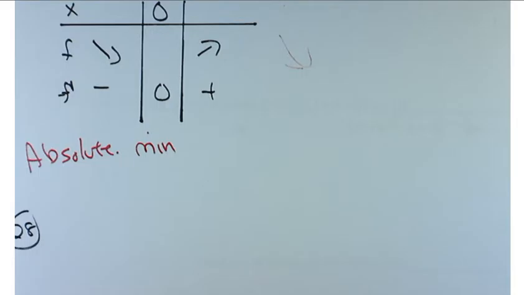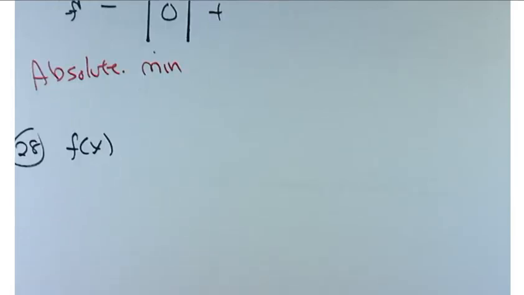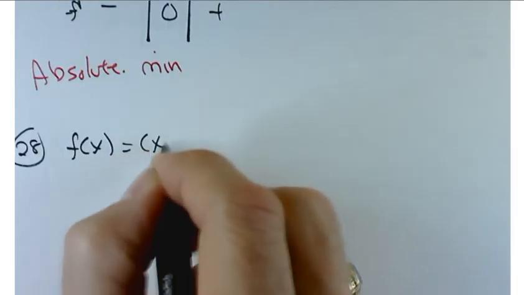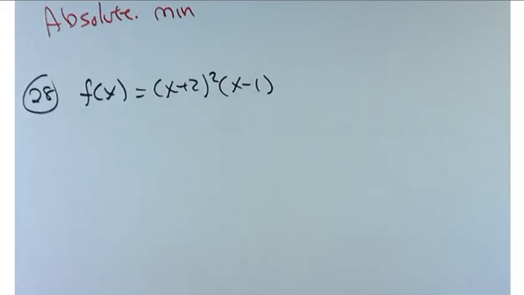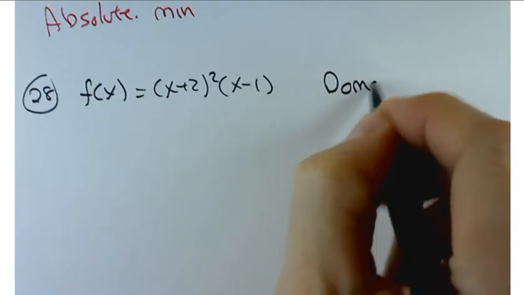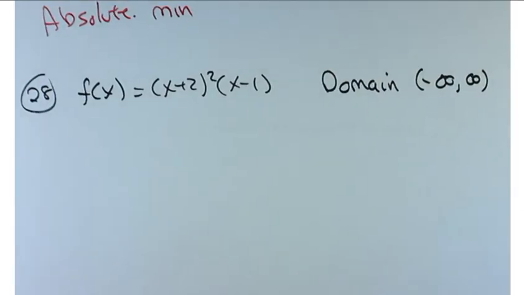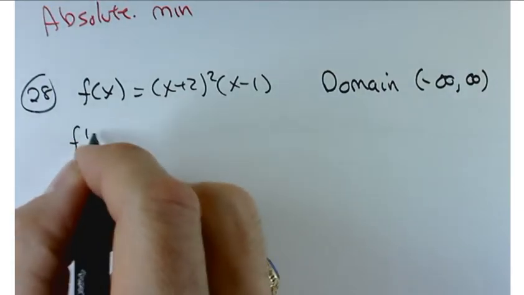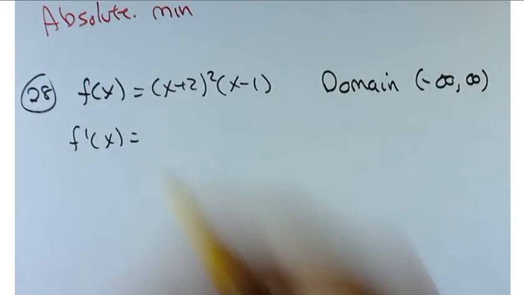So f of x is (x plus 2) squared times (x minus 1). So this is a cubic polynomial. Yeah, okay, that's nice. It should be pretty friendly to work with. Its domain is everything, negative infinity to infinity. So we're okay there. We don't have to worry about any strange points where a denominator is 0. As far as f prime is concerned, we have to use the product rule and the chain rule. So Matt, here's your chance to use the chain rule.